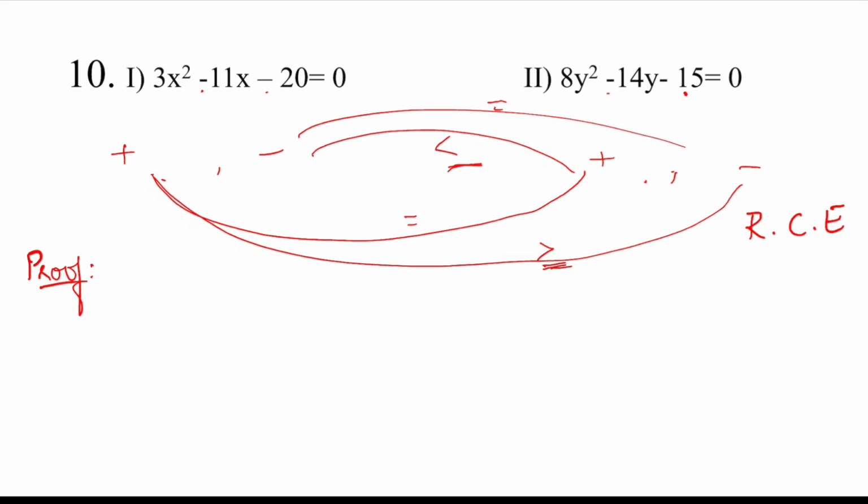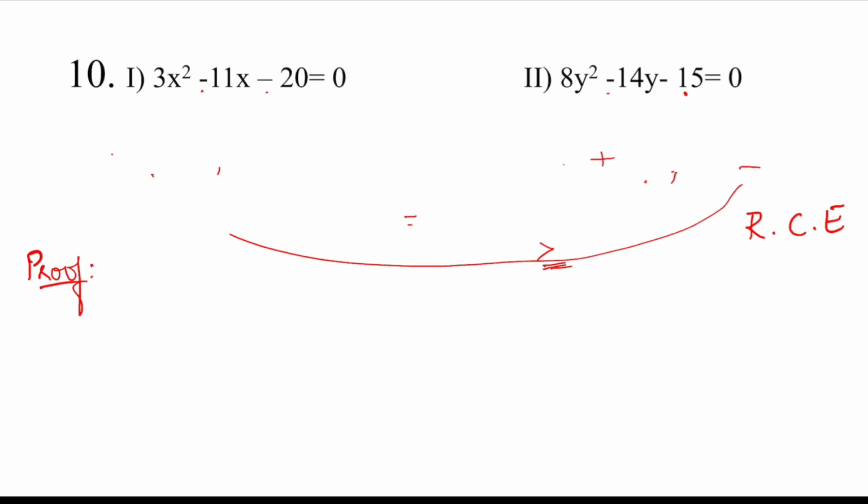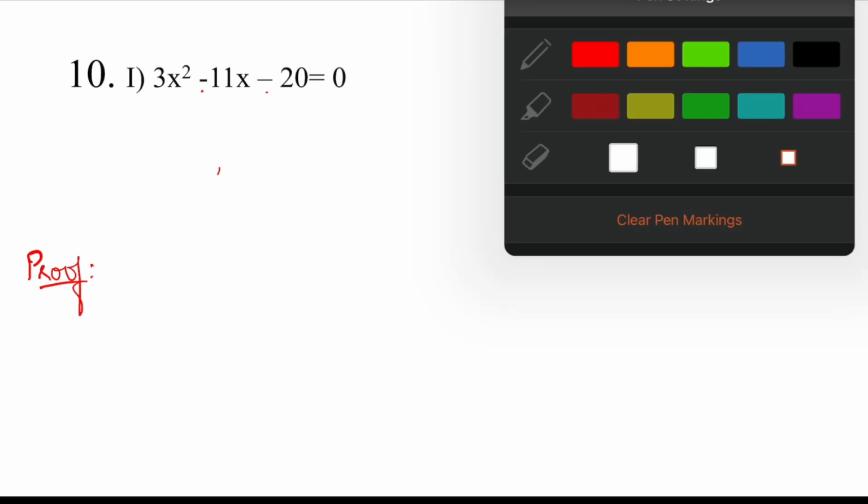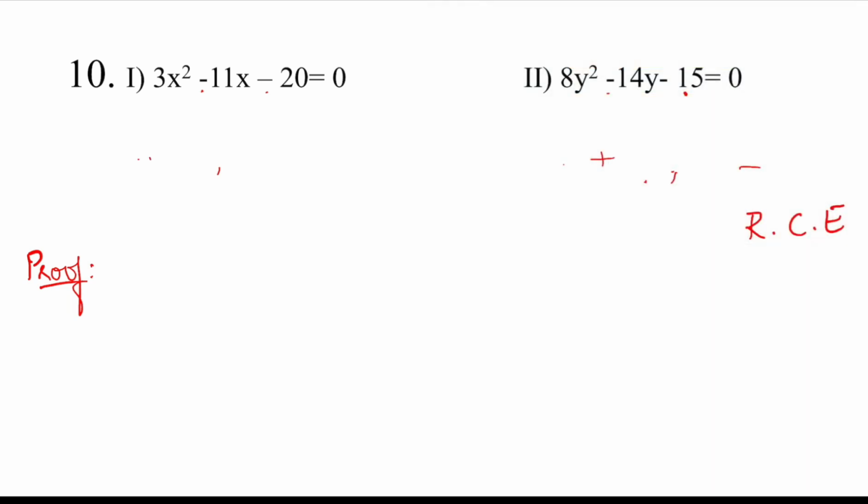Now, 3x² - 11x - 20 = 0. So our roots will be 1 plus 1 minus. 3 can be written as 1 into 3 and 20 can be written as 4 into 5, and the second symbol is minus. So if you subtract, you should get 11. So 4 5s are 20 minus 3 will not give you 11. So this is not there. See another combination.